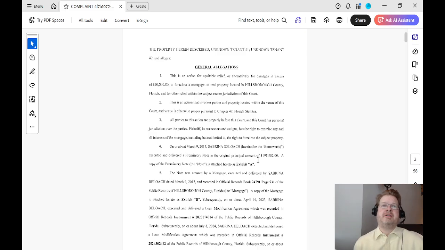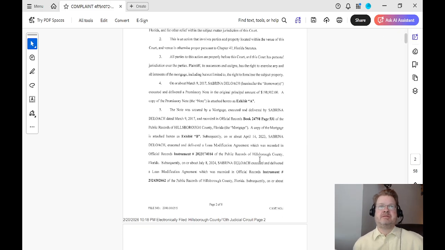Understood. And jumping to paragraph 3, they do that by saying all parties to this action are properly before this court, and this court has personal jurisdiction over the parties. Plaintiff, its successors, and assigns has the right to exercise any and all interests in the mortgage, including but not limited to the right to foreclose the subject property. Anything stand out about that, or would you expect to see more in regards to the LLC in a complaint like this?